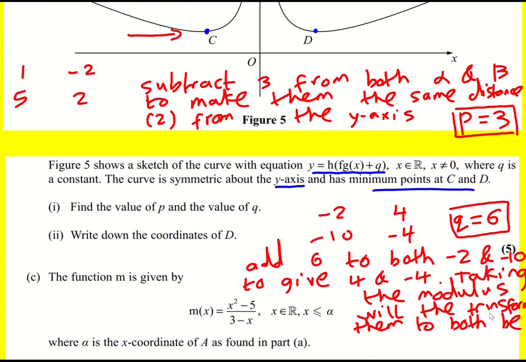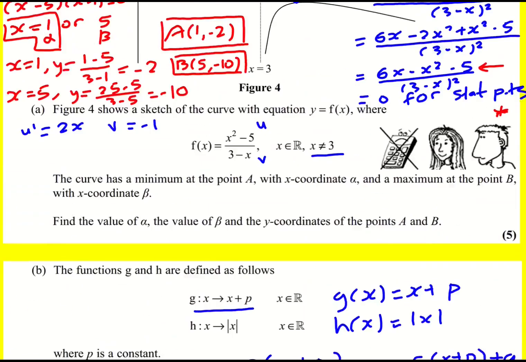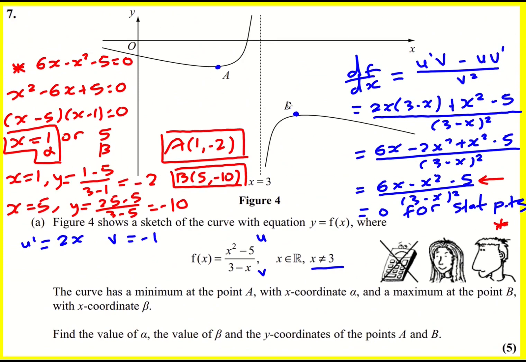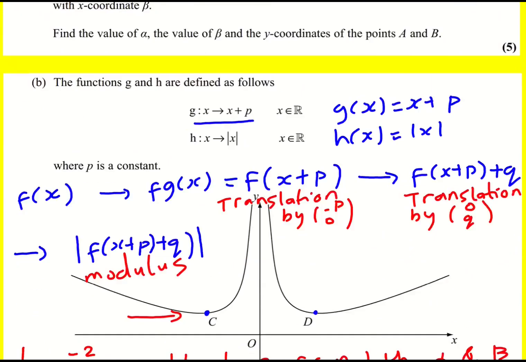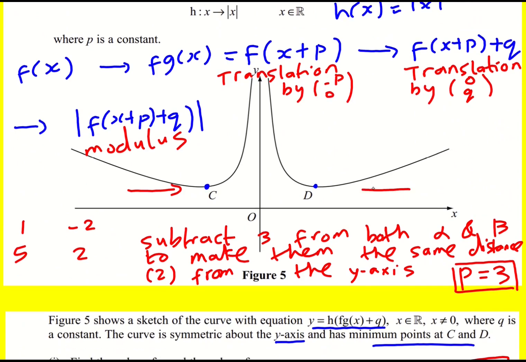So I hope that makes sense. We've got the original graph. We've translated in the x direction by -3 to make them the same distance from the y-axis, and translated in the y direction by 6, which has made them the same distance from the x-axis, one above and one below. Taking the modulus then has them in line, which is what we want here.